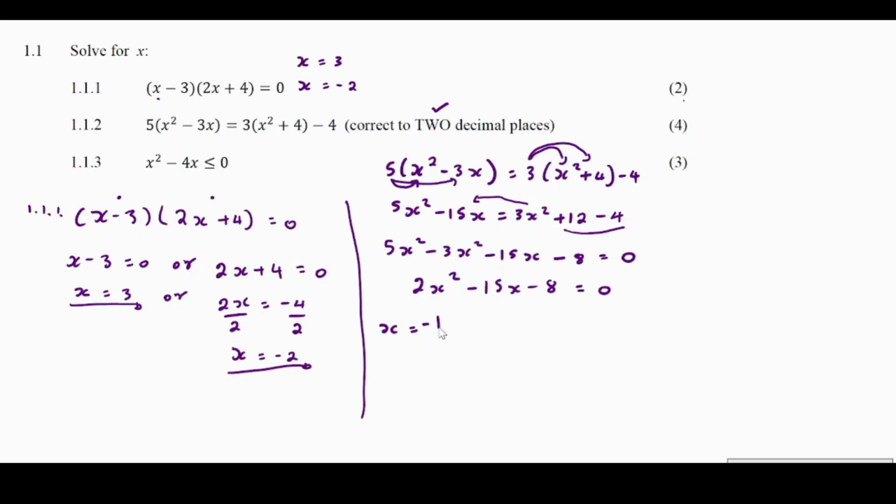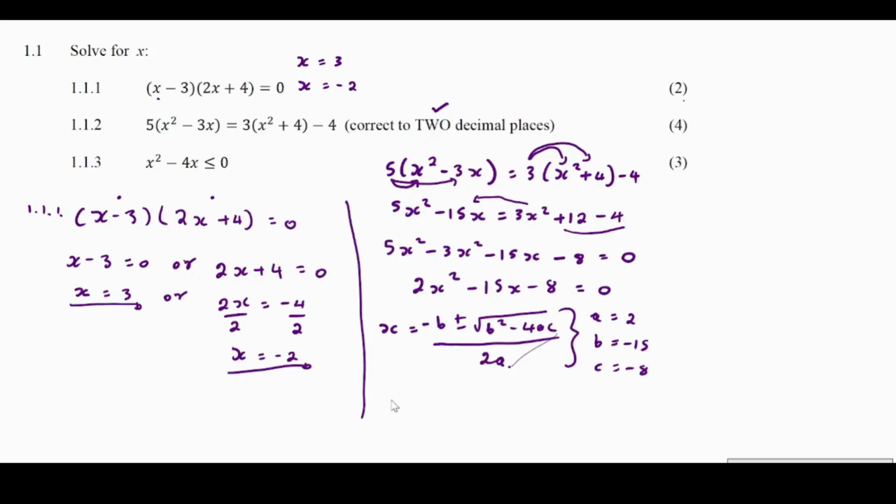x is equal to negative b plus or minus the root of b squared minus 4ac, and then we divide everything by 2a. Sorry about that. And then guys, identify the values of a, b, and c. The value of a here is 2. The value of b is minus 15. The value of c here is minus 8.